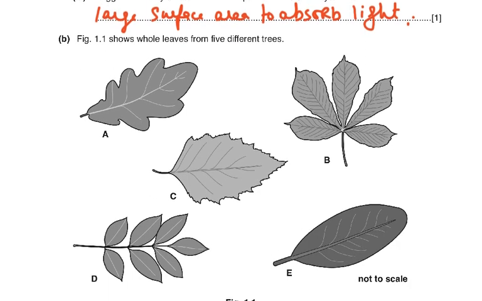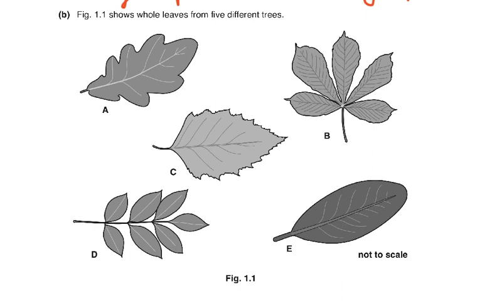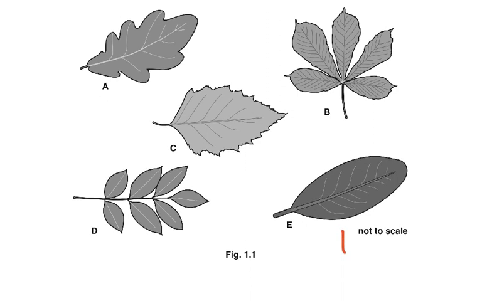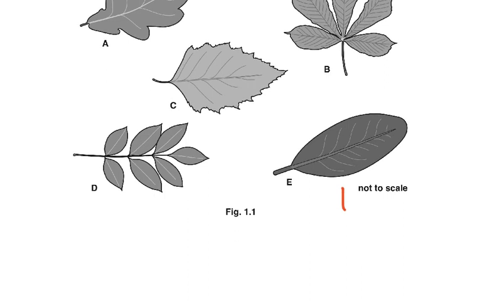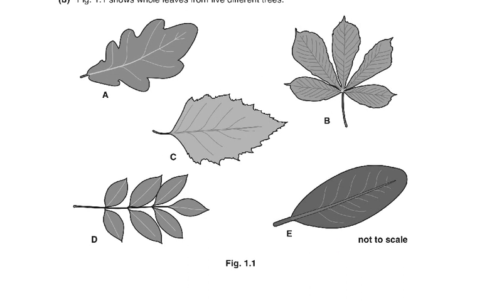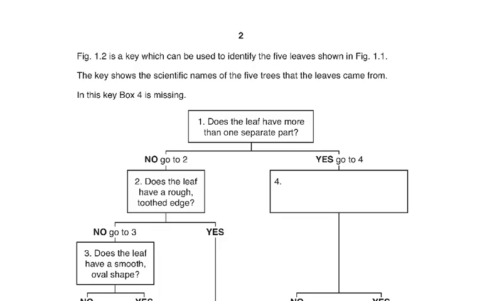Now coming to the B part of the question. Figure 1.1 shows whole leaves from 5 different trees, A, B, C, D, and E, not to scale. Figure 1.2 is a key which can be used to identify the 5 leaves shown in figure 1.1. The key shows the scientific names of the 5 trees that the leaves came from. In this key, box 4 is missing.